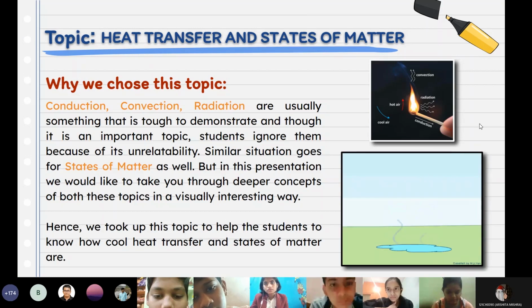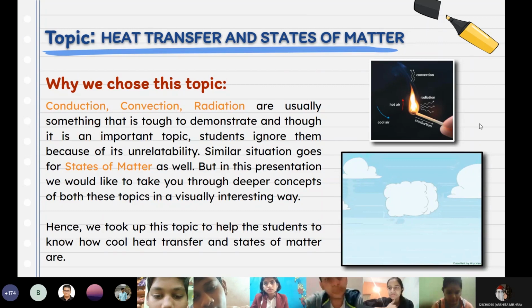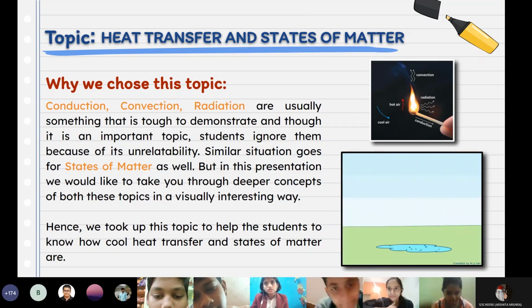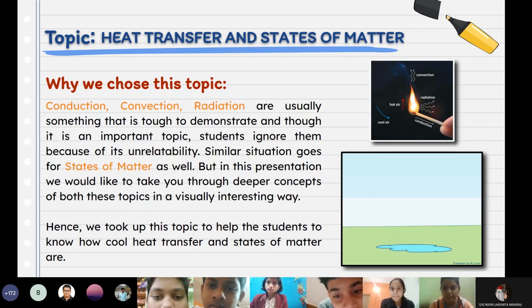Okay. So the first question that arises is, why we chose this topic? Well, heat transfer seems a very easy word, but what particularly is behind this form of science? So let's know about it. Conduction, convection, and radiation are usually tough to demonstrate, and though it is an important topic, students ignore them because of its unrelatability. A similar situation goes for states of matter as well. But in this presentation, we would like to take you through deeper concepts of both these topics in a visually interesting way. Hence, we took up this topic to help the students know how cool heat transfer and states of matter are. Next slide, please.